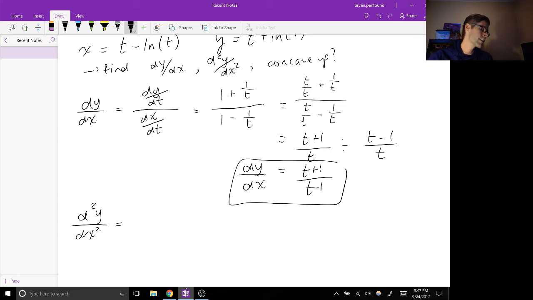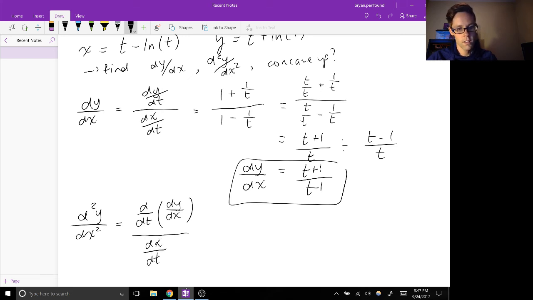If we want to get at the second derivative, it's going to feel a little bit different than taking a second derivative normally. What we're going to do is actually take the derivative of the first derivative with respect to t, and then we're going to divide by the derivative of x with respect to t.